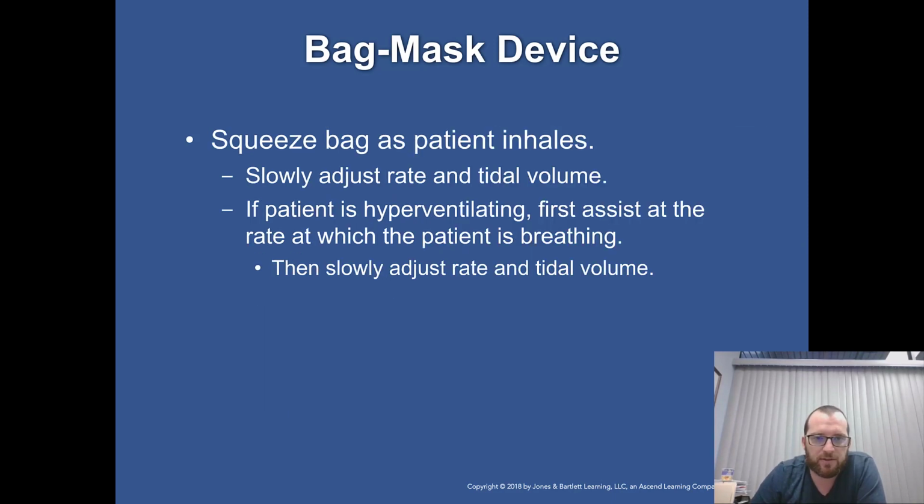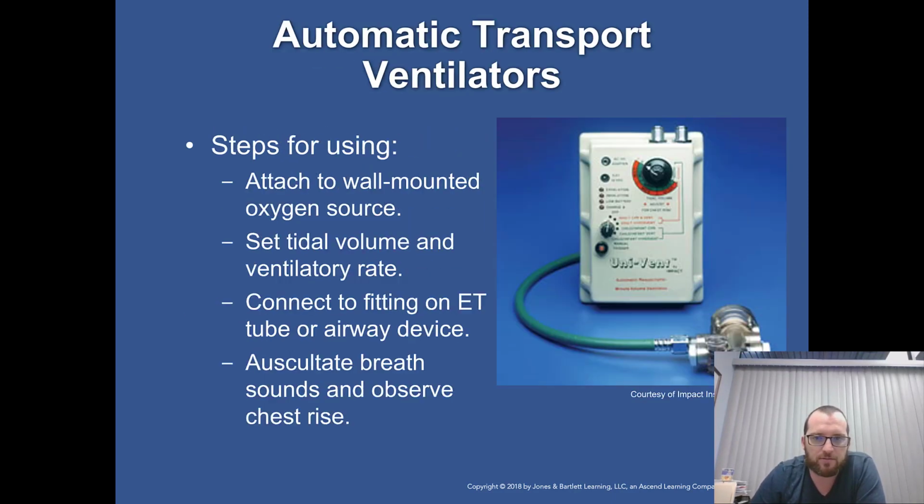All right, so you guys can read your BVM material. Transport ventilators come in all sorts of different types. I'm trying to get my hands on one of AMR's so I can bring in exactly what you would be using there if you get one.